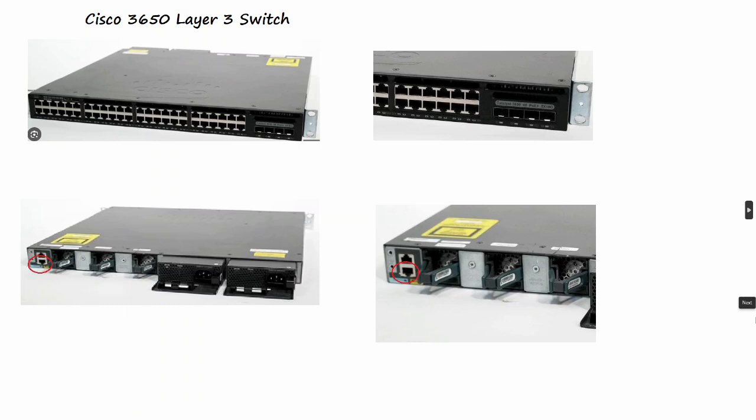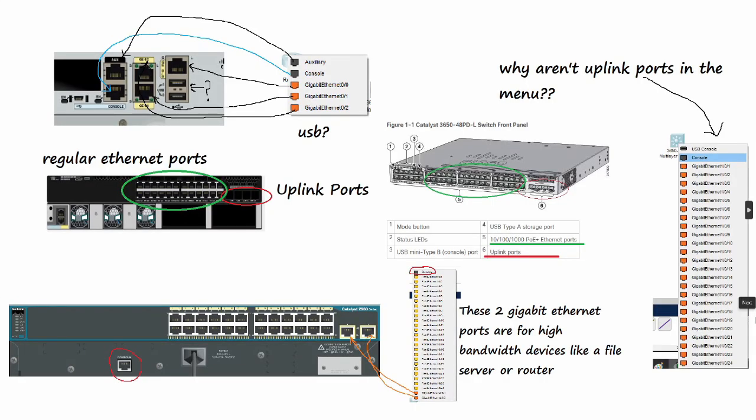So just learn these devices. Go on to Google and just type in the Cisco 3650 layer 3 switch, and you will find manuals and all sorts of information about these things. Now, here are some pictures taken directly from Packet Tracer. They look like cartoon images of the routers and switches. So look at those as well.